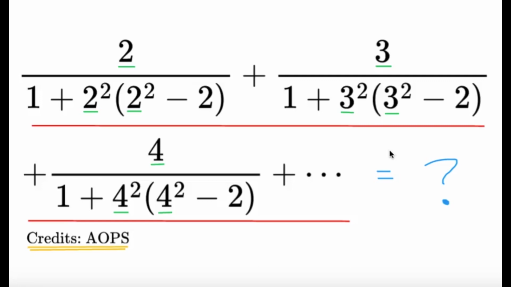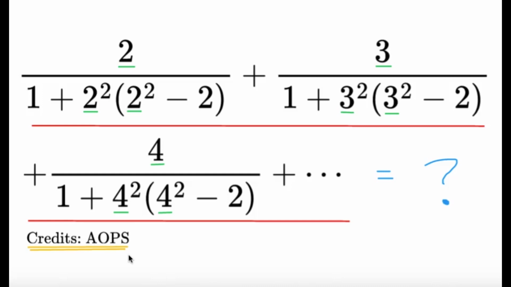Here's an item on algebra. Evaluate the series 2 over (1 plus 2 squared) times (2 squared minus 2), plus 3 over (1 plus 3 squared) times (3 squared minus 2), plus 4 over (1 plus 4 squared) times (4 squared minus 2), and so on and so forth. Credits to the Art of Problem Solving community for this item. As usual, pause this video if you'd like to give this item a try. But if you're done, let us dive into the solution.